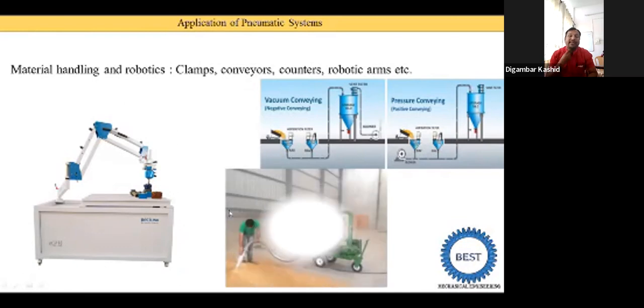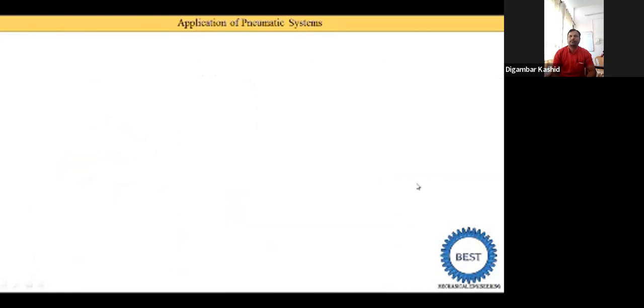Here you also see another image. The material is transferred in agriculture. This material is directly transferred from this place to this site, by using compressed air, the compressor, or the pneumatic systems.